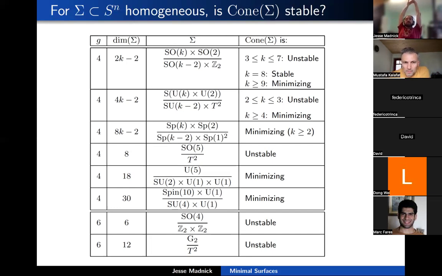Again, we see that the low dimensional examples necessarily have their cone being unstable, but the higher dimensional ones are more likely to be, in fact, minimizing. It's very rare, it seems, to have cones that are stable but not minimizing. At least in this class, it's sort of funny. Once they're stable, they tend to be minimizing with just a couple of exceptions.